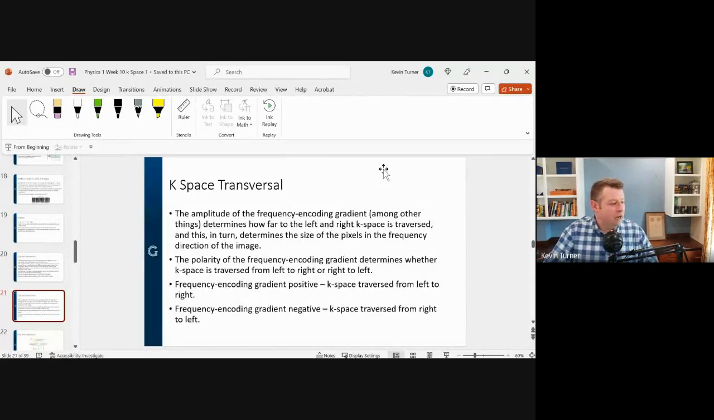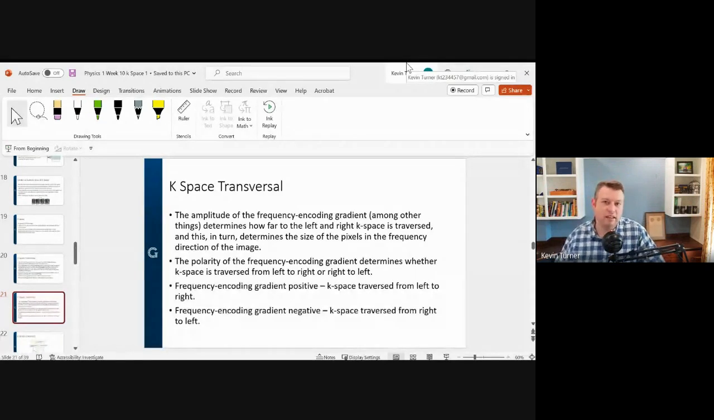So the amplitude of the frequency encoding gradient, among other things, being receiver bandwidth and your frequency field of view, stuff we talked about last week, determines how far to the left and right K-space is traversed, and this in turn determines the size of the pixel in the frequency encoding direction, right? So frequency matrix determines the strength of the frequency encoding gradient, which determines the number of pixels in the frequency encoding direction of the image, right?